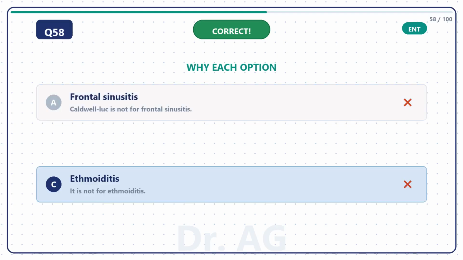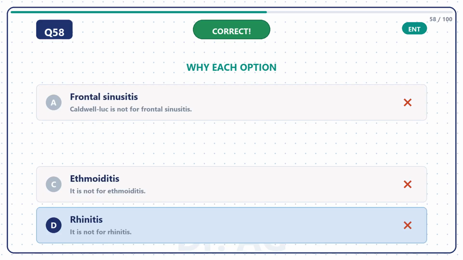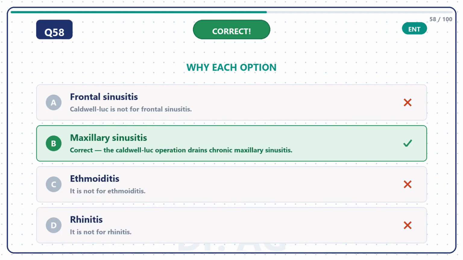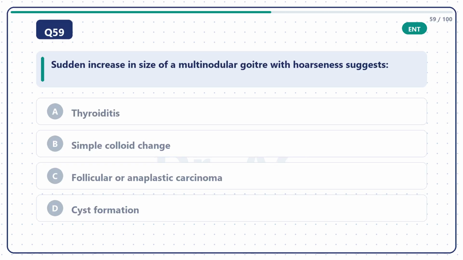Ethmoiditis. It is not for ethmoiditis. Rhinitis. It is not for rhinitis. And the correct answer is maxillary sinusitis. Correct. The Caldwell-Luc operation drains chronic maxillary sinusitis. So, the right answer is option B. Maxillary sinusitis. Question 59. Sudden increase in size of a multinodular goiter with hoarseness suggests.